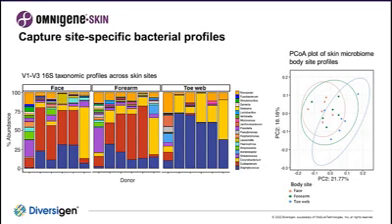These differences can also be noted in the PICO plot, shown here on the right side, where face and forearm samples group or cluster more closely together compared to toe web samples.